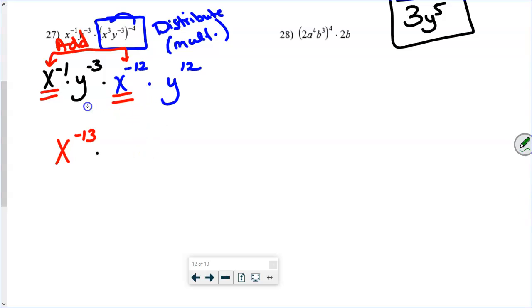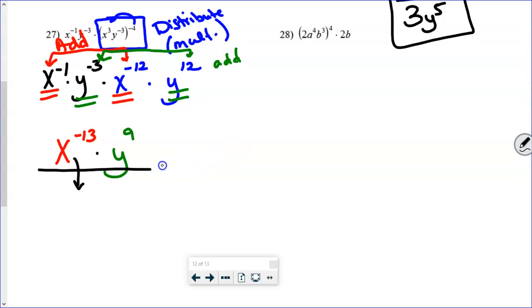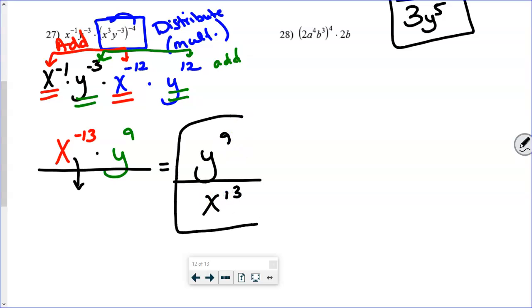All right, and then the y's, you got y to the negative 3 multiplied by y to the 12th. And same rule applies here, guys. You're going to add them. So that gives you y to the 9th. Now, clearly that's not a good final answer, because anything that has a negative exponent has to move. So the y to the 9th can stay. And then the x to the 13th gets moved to the denominator. And now it's positive. There's your final answer.